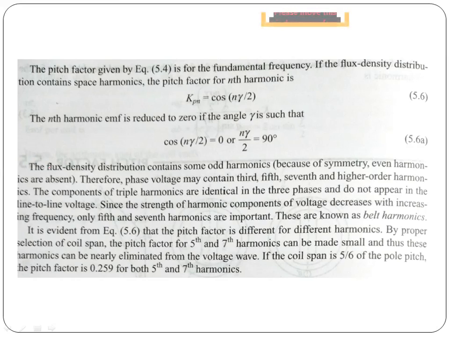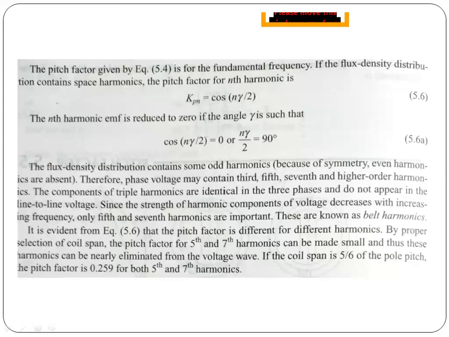The flux density distribution contains some odd harmonics. Because of the symmetry, even harmonics are absent. Therefore, the phase voltage may contain third, fifth, and seventh harmonics and higher order harmonics. The components of triple harmonics are identical in the three phases and do not appear in the line-to-line voltage. Since the strength of the harmonic components of voltage decreases with increasing frequency, only the fifth and seventh harmonics are important. These are known as belt harmonics.